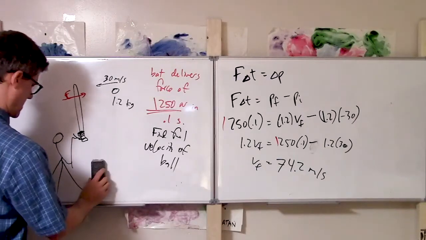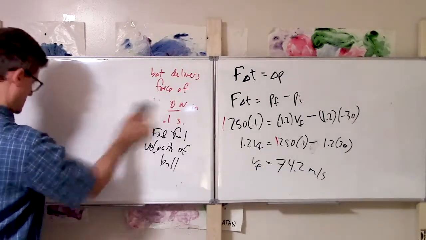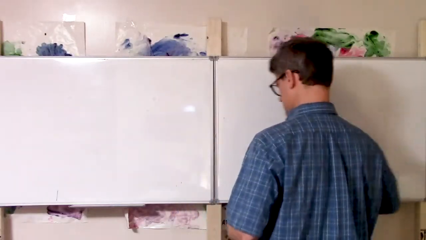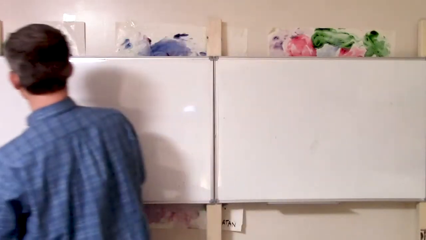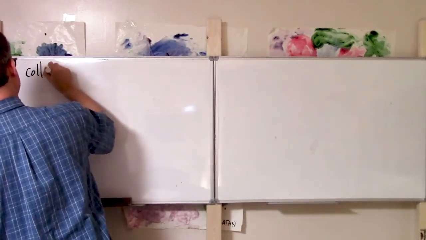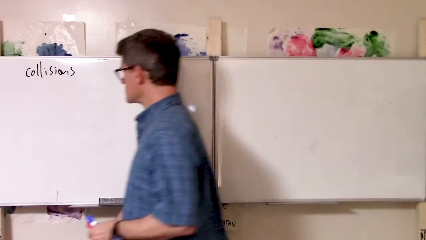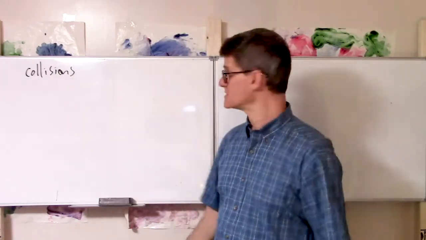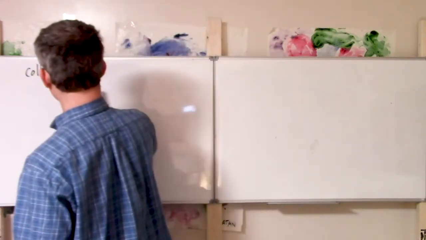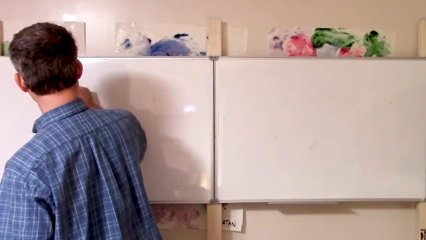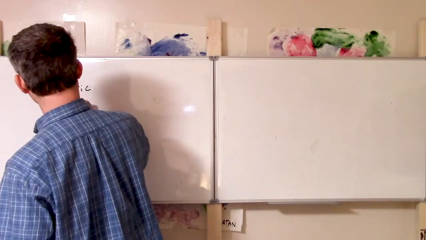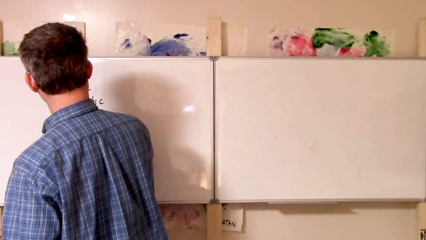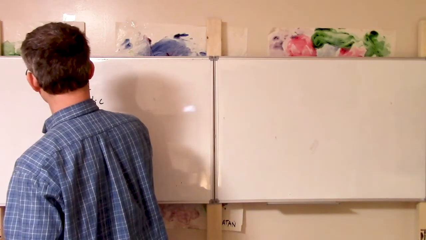Now, let's look at collisions. Collisions are when two things collide, and basically we want to calculate their final velocities. That's the idea. So there are several types of collisions: elastic, inelastic, and completely inelastic.